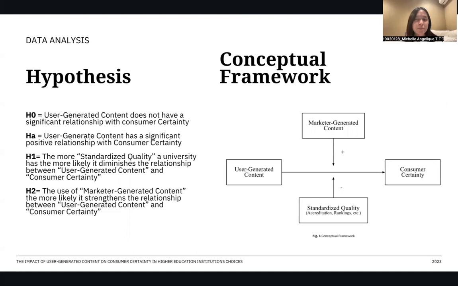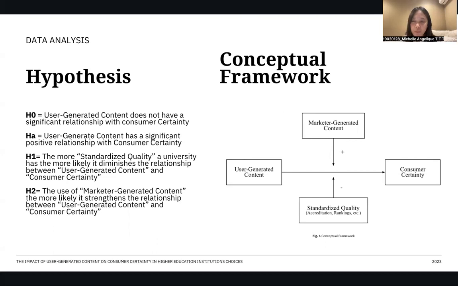The framework of the study is based on the hypothesis that user-generated content has a significant positive relationship with consumer certainty, as the main assumption and expected result of the study. Therefore, it acts as the alternative hypothesis. Then, two more hypotheses are made to dig deeper into the relationship of user-generated content in this environment. First, the more standardized quality a university has, the more likely it diminishes the relationship between user-generated content and consumer certainty. And the second, the more marketer-generated content is used, the more likely it strengthens the relationship between user-generated content and consumer certainty.